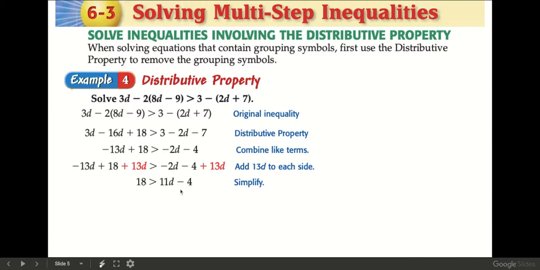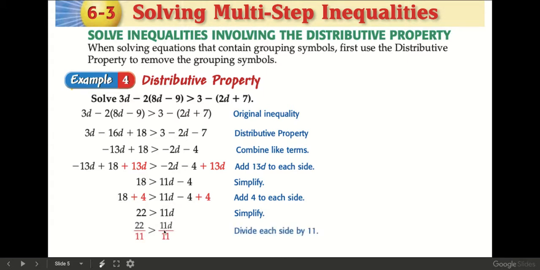And then I'm going to go ahead and get rid of the 4 here. So the opposite of subtracting 4 is adding 4. So I'm going to add 4 to both sides, and that's going to give me 11d on this side, 22 on this side. And then final step here, to get d by itself, I'm going to divide by 11. If I divide both sides by 11, that's going to give me 2 on this side, d on this side.